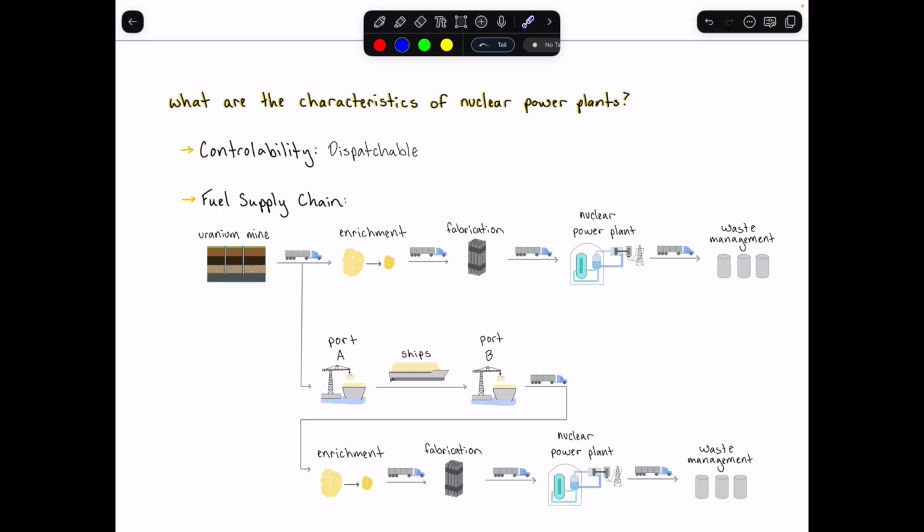There are a limited number of countries that have uranium resources. So if you're a country, for example, Kazakhstan, which mines a lot of uranium, Kazakhstan can send that to a port somewhere, and the uranium can then be loaded onto a ship at the port and shipped somewhere across the world to an enrichment facility. Dropped off, and then it goes through the same process as mentioned before.